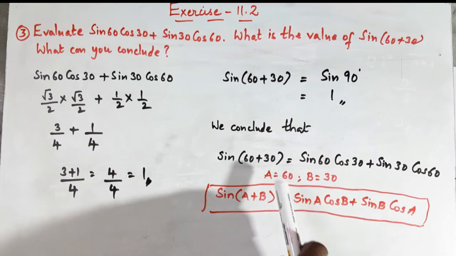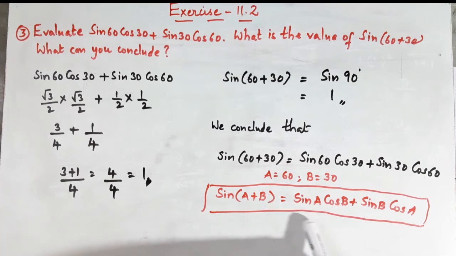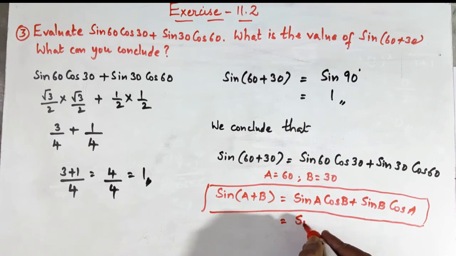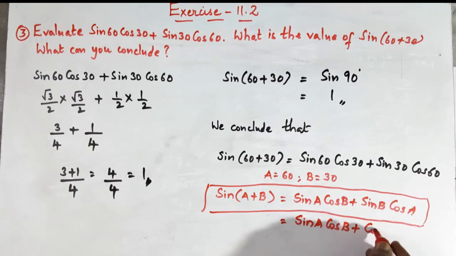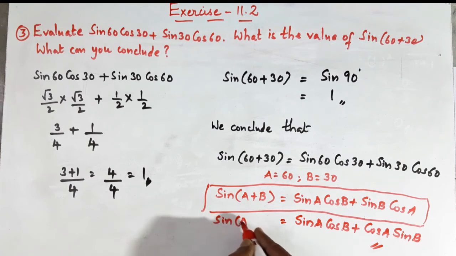Since LHS and RHS are equal, we have concluded the formula: sine of A plus B is equal to sine A cos B plus sine B cos A, or you can write it as sine A cos B plus cos A sine B. In whatever way you want, you can write it like this. Okay. So this is how you get the formula of sine of A plus B. Let us move to the next problem.